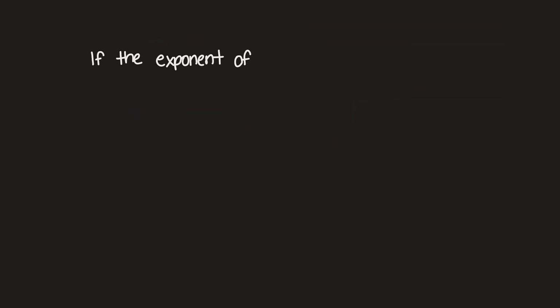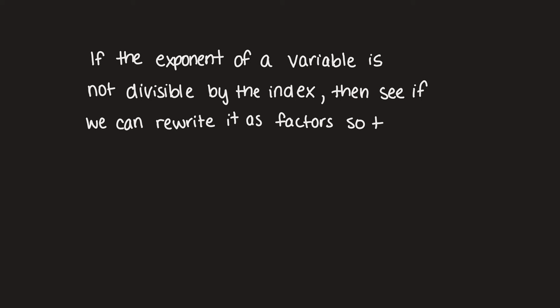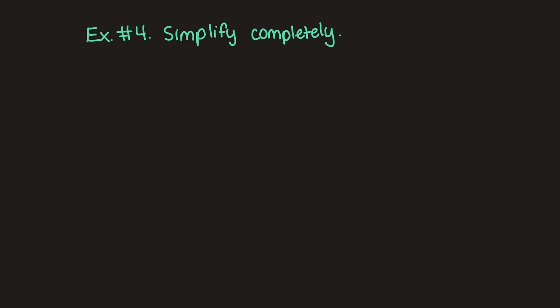So if the exponent of the variable is not divisible by the index, then see if we can rewrite it as factors so that one of those factors' exponents is divisible by that index. So for example, the 4th root of x raised to the 23rd power. Notice that the exponent 23 is not divisible by the index 4. So we can rewrite x to the 23 as x to the 20 times x to the 3, so that the exponent on one of those factors is divisible by 4.